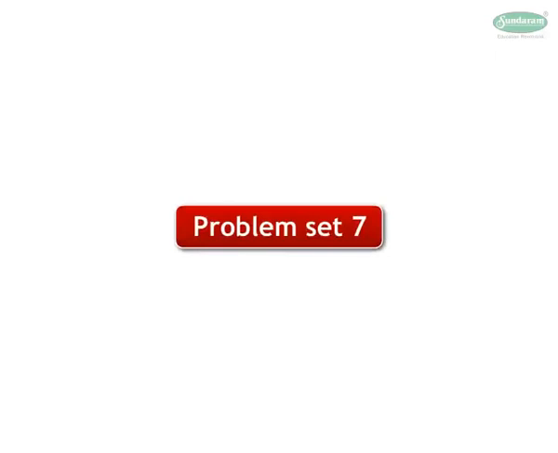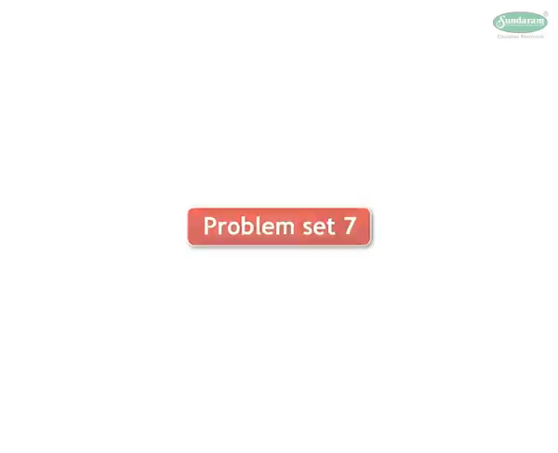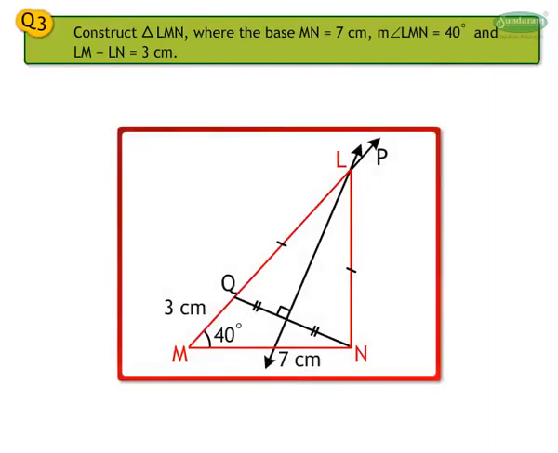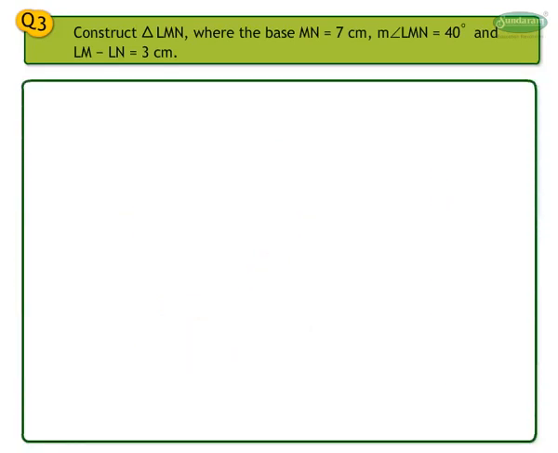Let us take one more example from problem set 7.3. Construct triangle LMN, where the base MN is equal to 7 centimeters, measure angle LMN is equal to 40 degrees, and LM minus LN is equal to 3 centimeters. Let us see the steps of construction.